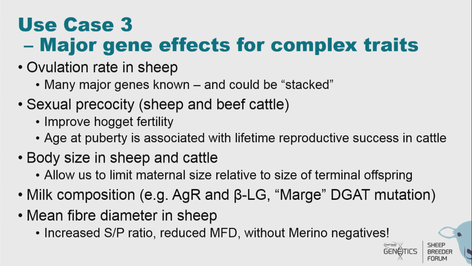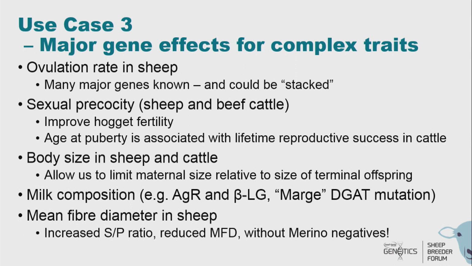Body size in sheep and cattle is a problem. Most people don't put enough emphasis on maternal traits. They try and think that they can do selection for one size that will fit all, and they tend to put more emphasis on terminal rather than maternal. If we could control some of these things, we could gene edit and make better maternal lines that had smaller body size and smaller intakes.